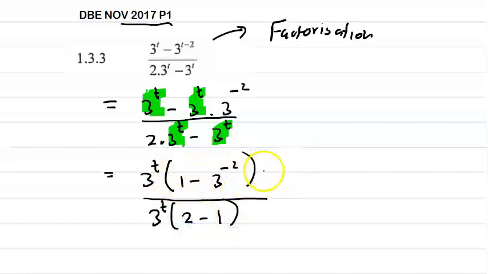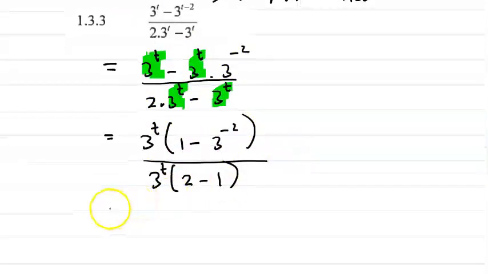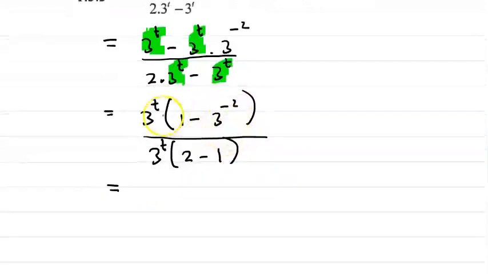Check your factorization by products. 3 to the t times 1 is 3 to the t. 3 to the t times minus 3 to the minus 2 will give you that there. Right? 3 to the t times 3 to the minus 2. If you say 3 to the t times 2, you'll get that 2 times 3 to the t, and 3 to the t times minus 1 is minus 3 to the t. Once you know that, you can check, then you can move on now.